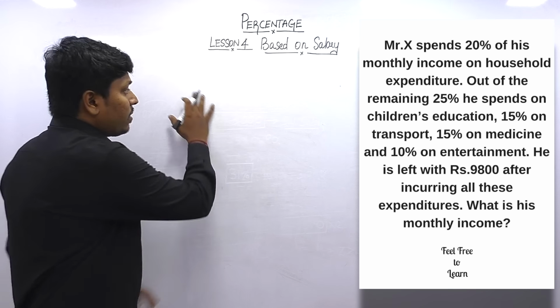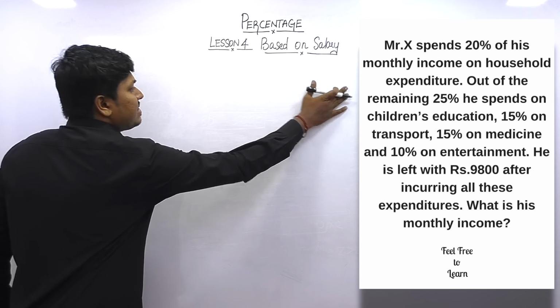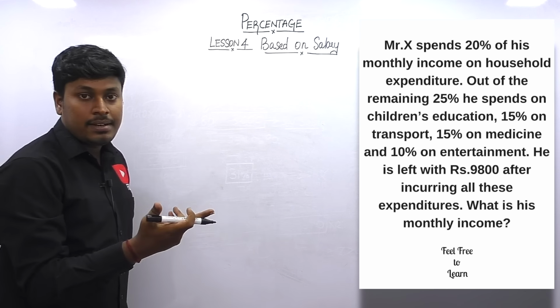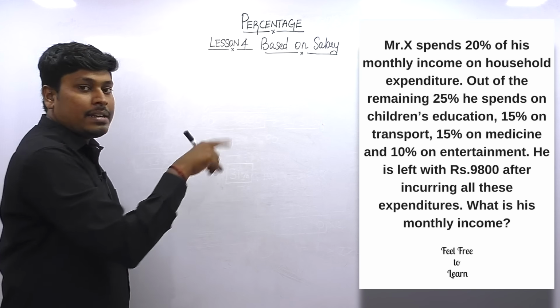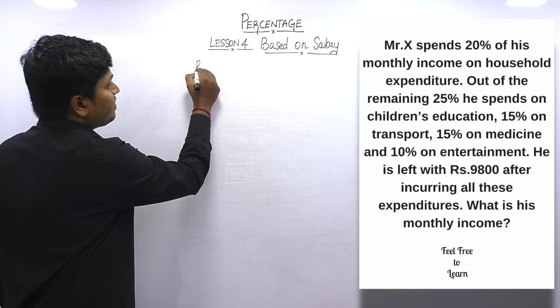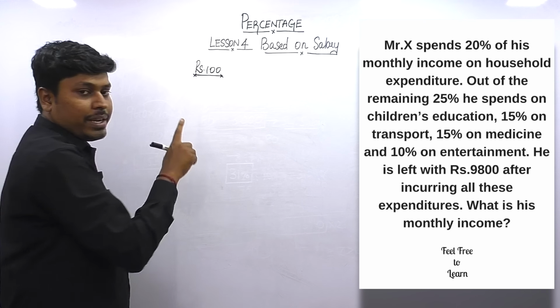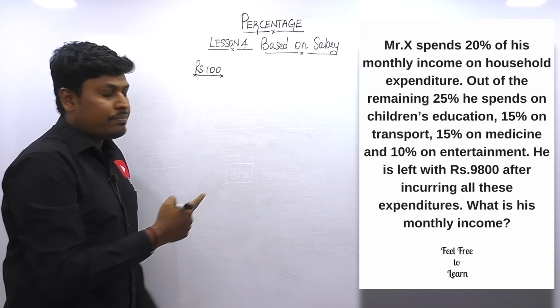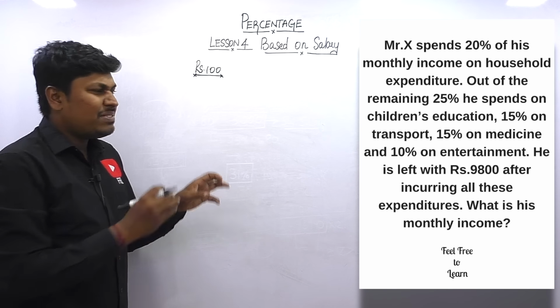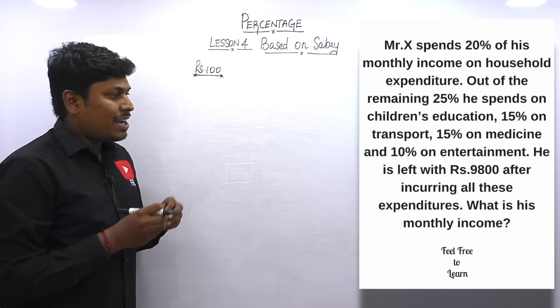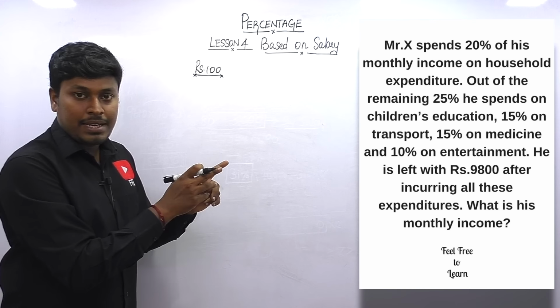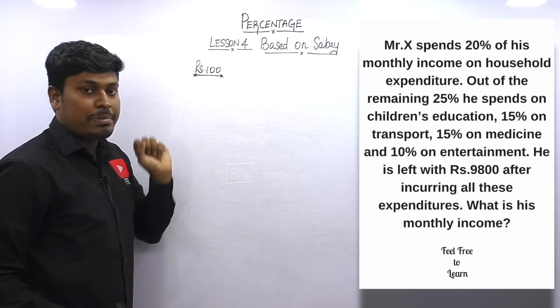So listen how I am going to solve this question. Initially I have told you, if the question is difficult, don't keep the base value as 100%, better keep the base value as rupees 100. And just now in the beginning of the video I told you, if you find the word remaining, it is a medium or difficult level question, and while solving, if you find the word remaining, better keep the base value as rupees 100.